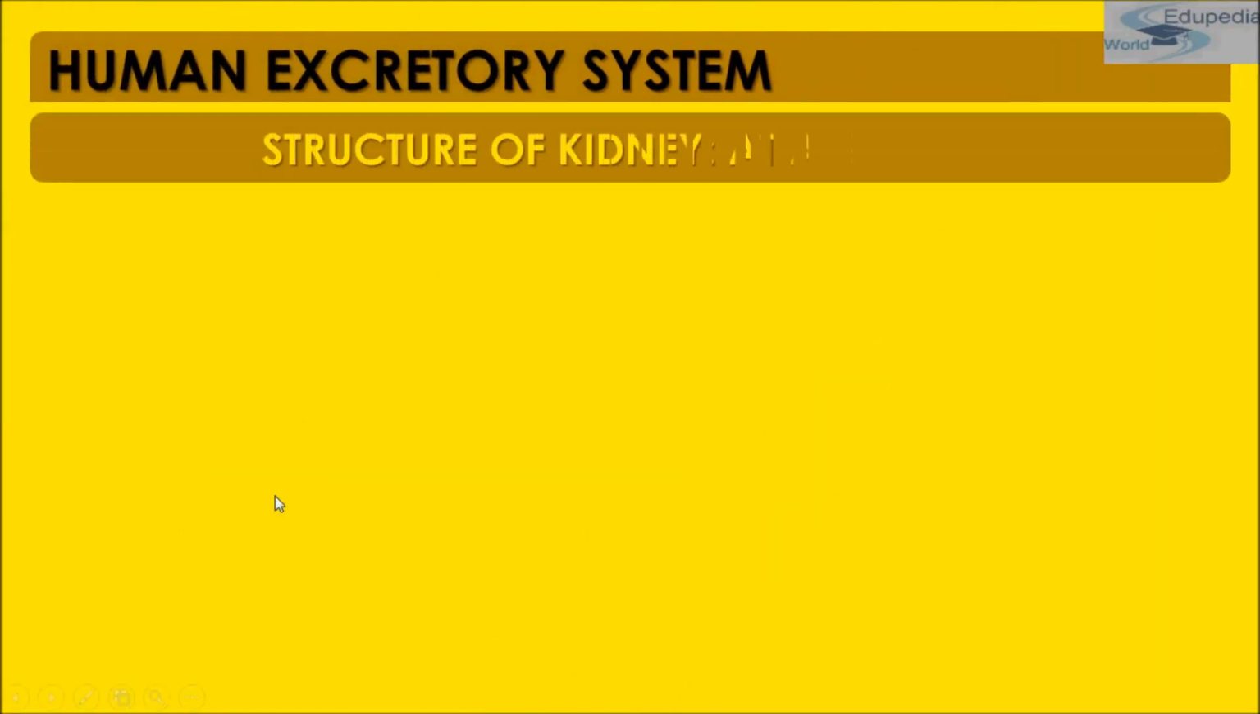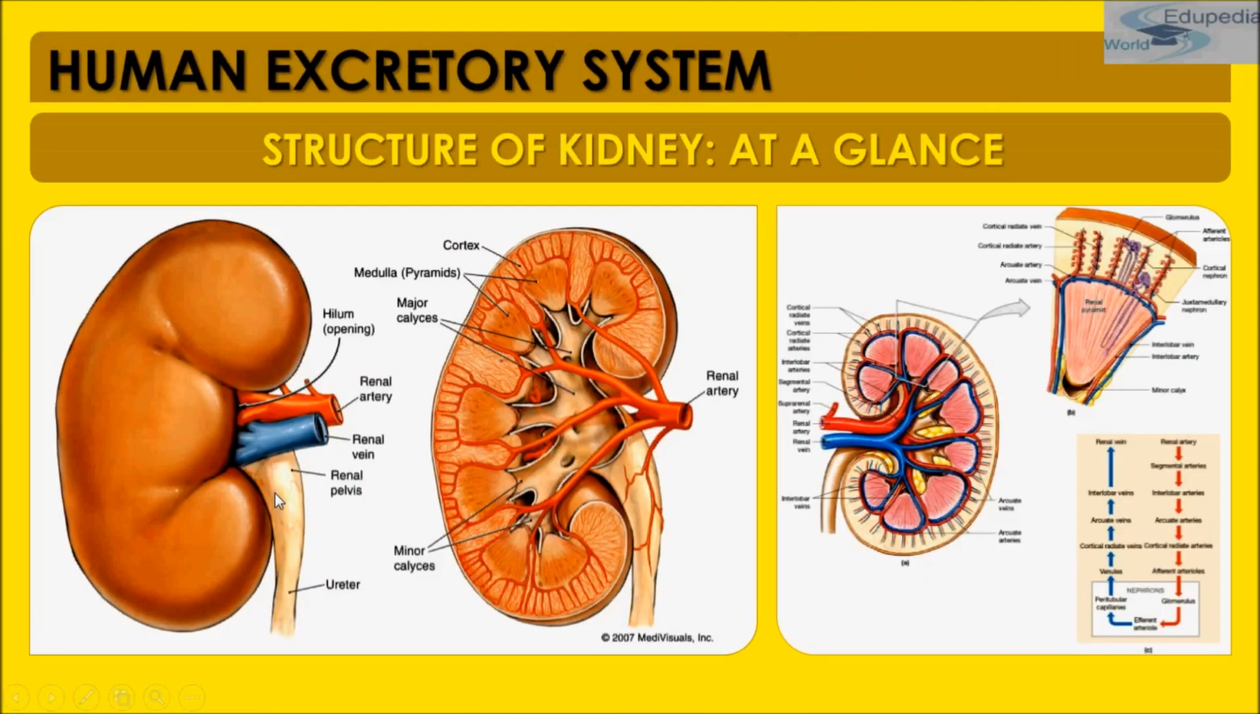Now let's see the structure of the kidney at a glance. It has two parts. The outer one is called the cortex, and the inner one is called the medulla. The medulla consists of 8 to 15 pyramids, and they open into the calyxes. These are the minor calyxes, and they collect urine here.